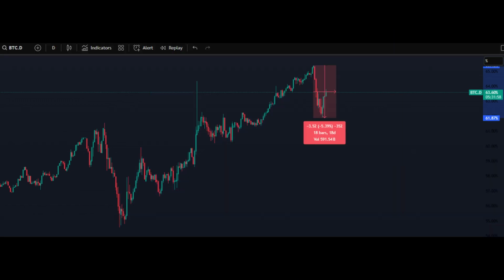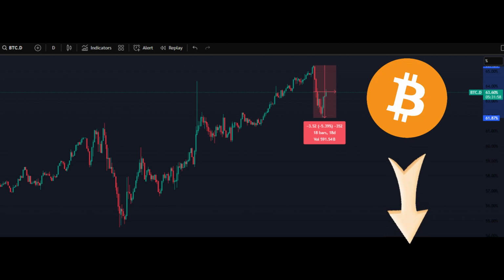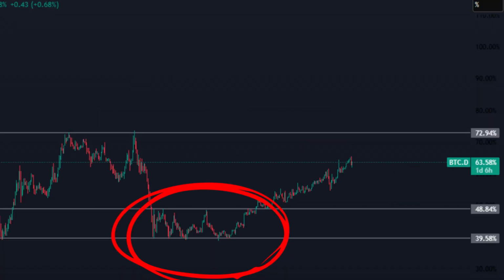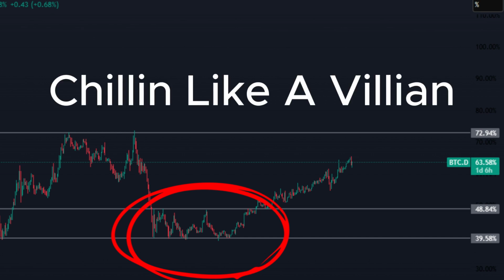a halving. A downtrend in BTC.D: altcoins are stealing the show. This is common in bull markets or altcoin season, when coins like Ethereum or Solana surge. Sideways movement: the market's chilling, with Bitcoin and altcoins moving together.